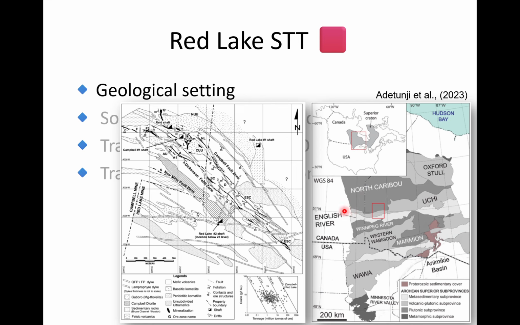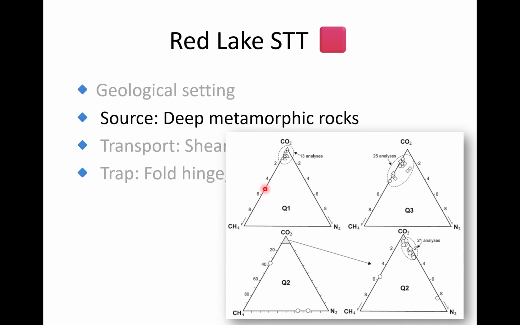It's one of the largest and highest grade gold camps in Canada, and the gold deposits such as the Campbell Red Lake Mine are hosted in about 2.99 to 2.96 Ga tholeiitic basalts of the Balmer assemblage, and are also cut by younger porphyry dikes. These are associated with the regional D2 shear zone system, as explained in the last video.